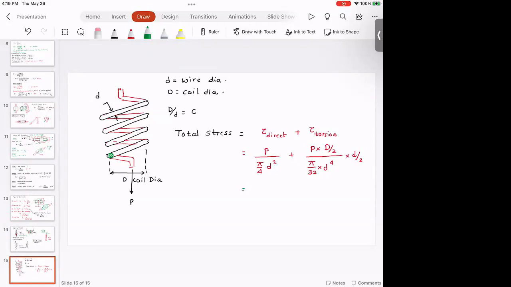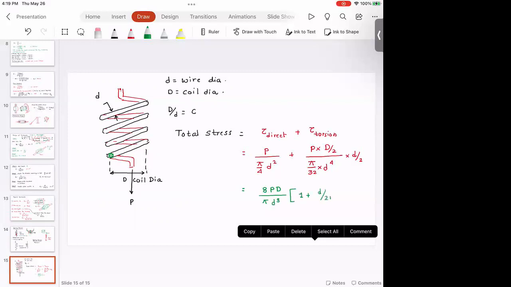let me write this equation down. You are going to get an equation which is 8 P D divided by pi d cube, multiplied by 1 plus d by 2D.